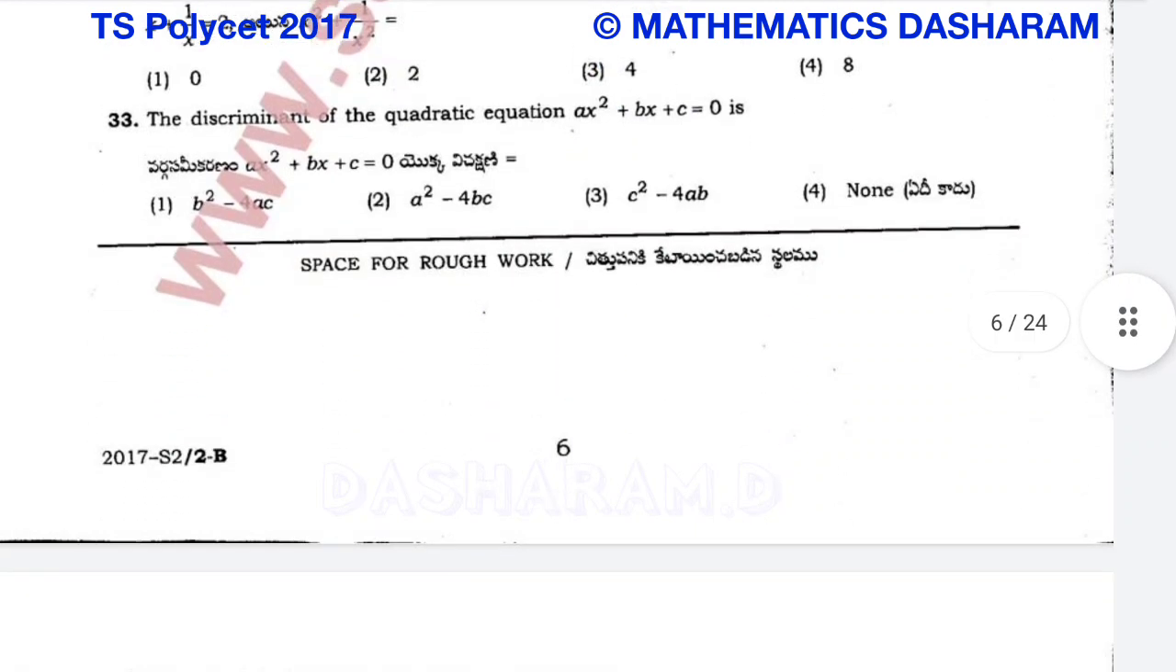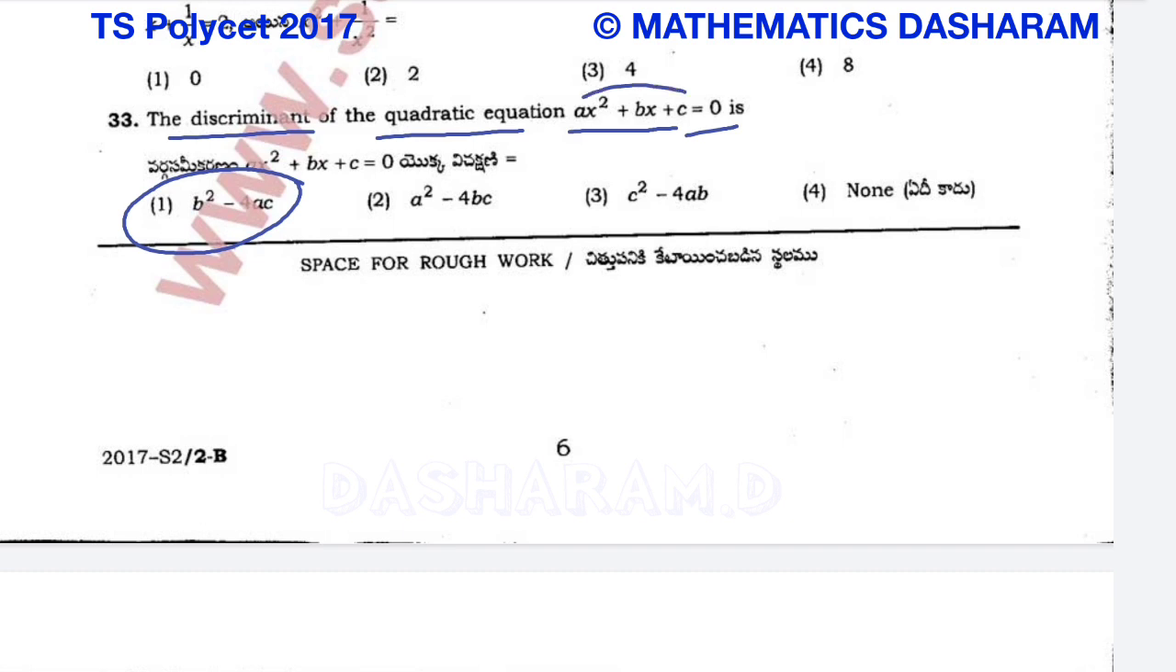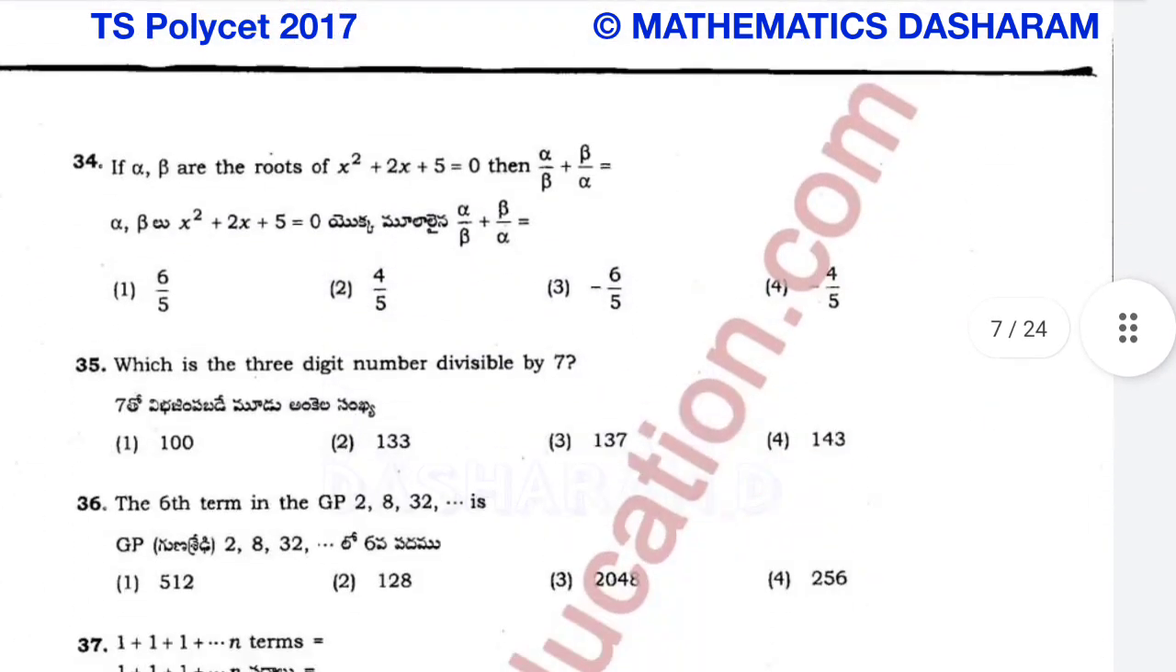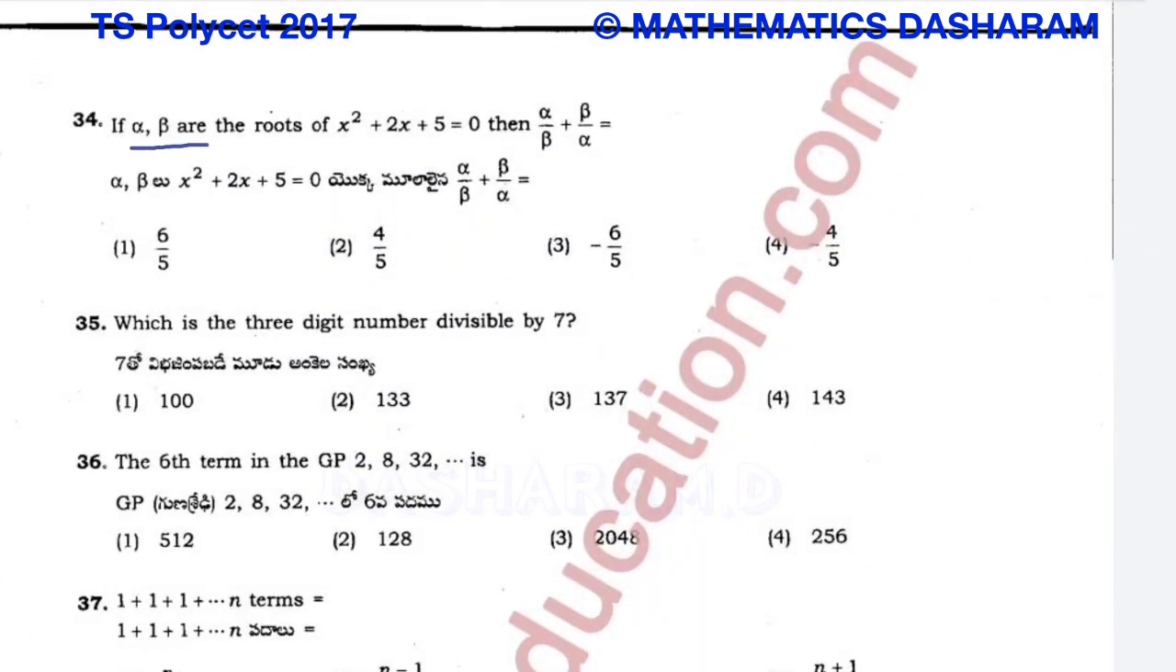Question number 33. The discriminant of the quadratic equation ax square plus bx plus c equals 0. So it is a direct question. B square minus 4ac is the discriminant for the given quadratic equation, and this is the standard form of a quadratic equation. So option 1 is correct. Next, question number 34. If alpha, beta are the roots of x square plus 2x plus 5 equals 0, then alpha by beta plus beta by alpha equal to how much?